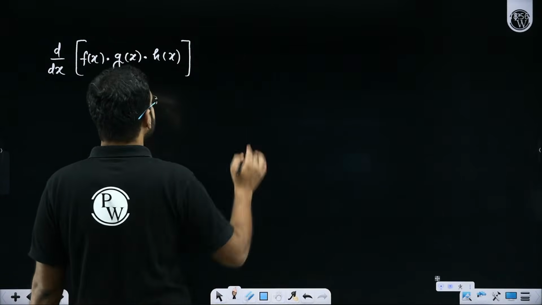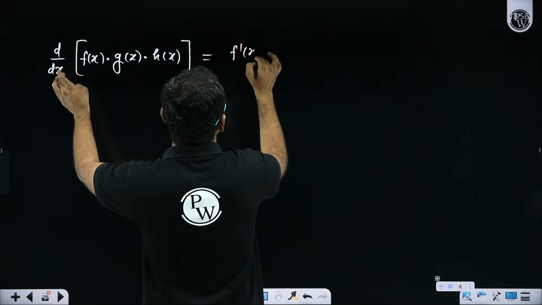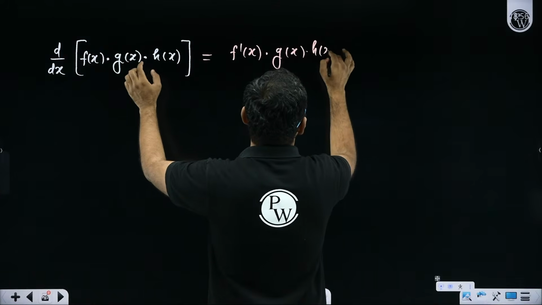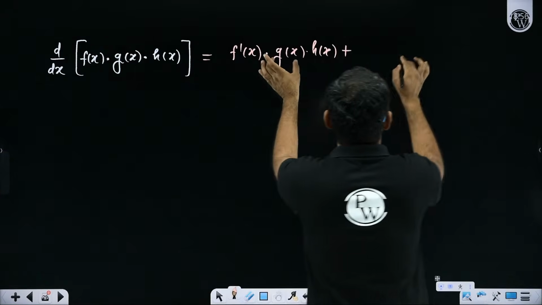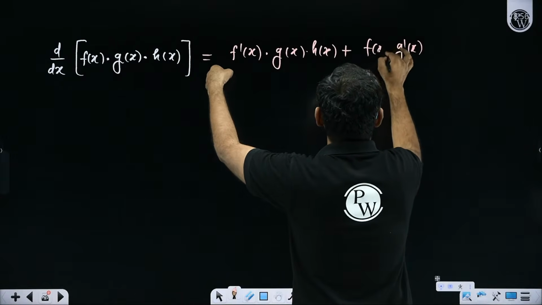You just begin with any of the functions. Let's say I begin with the first function. So differentiate the first function, keep the other two intact. Plus differentiate the second function, keep the other two intact.